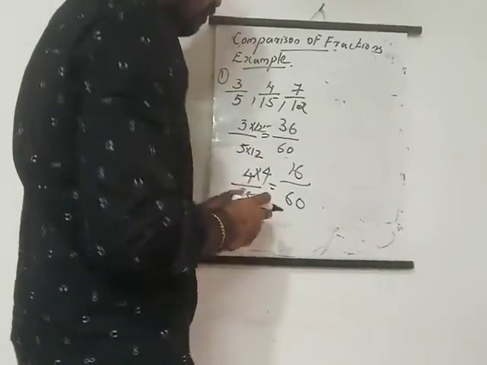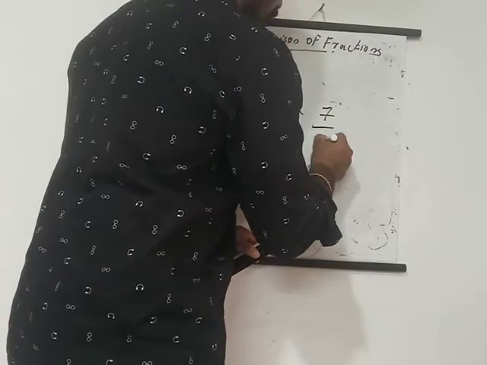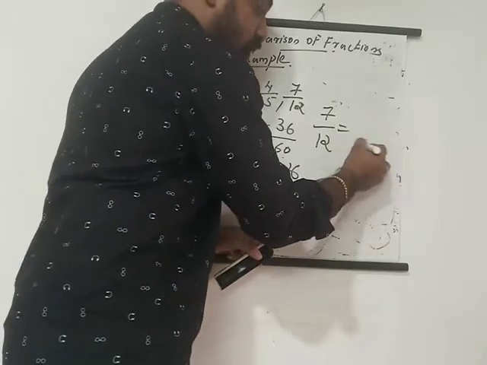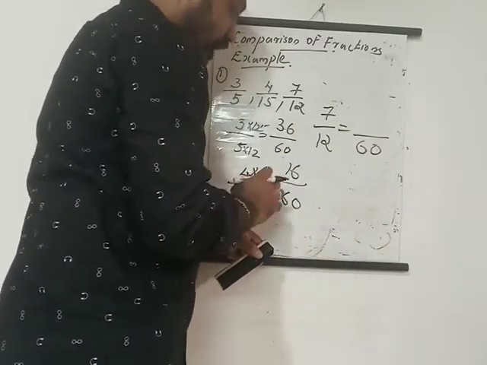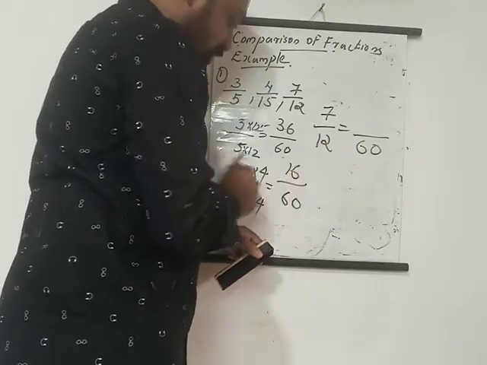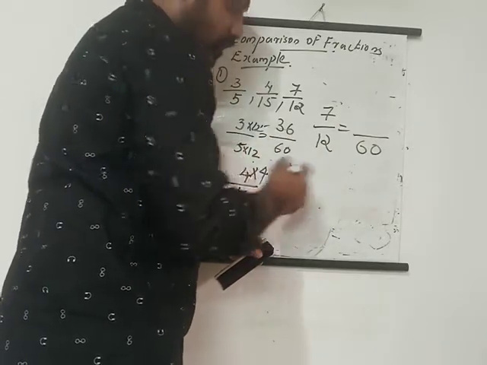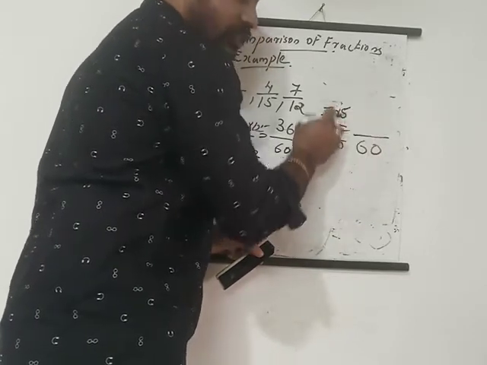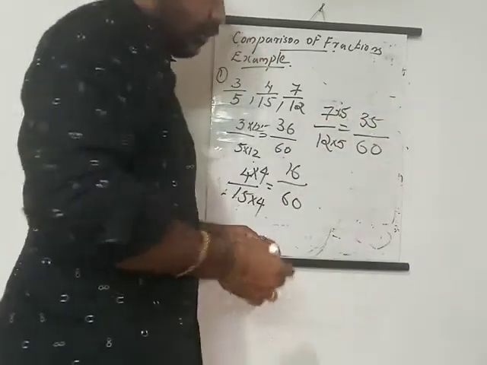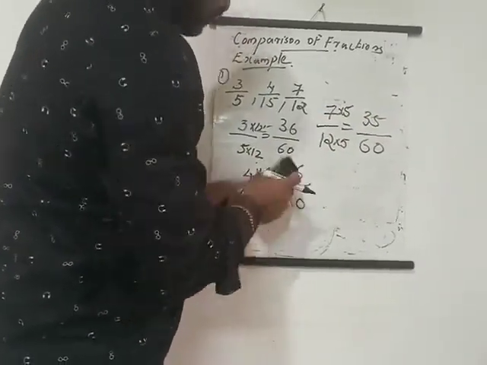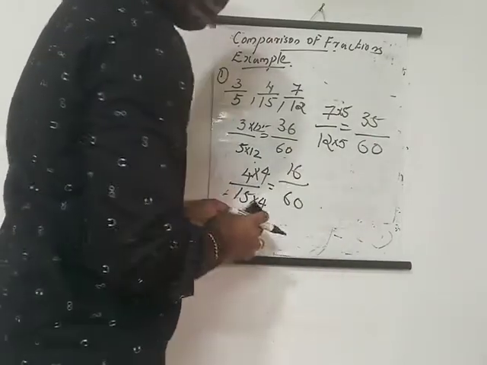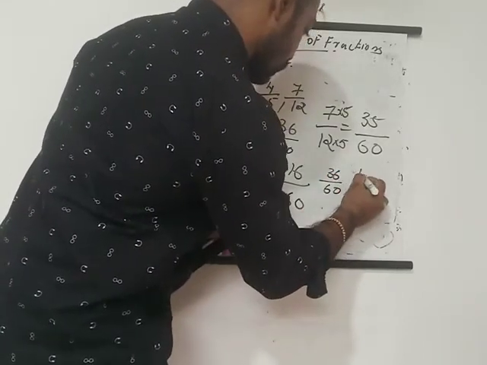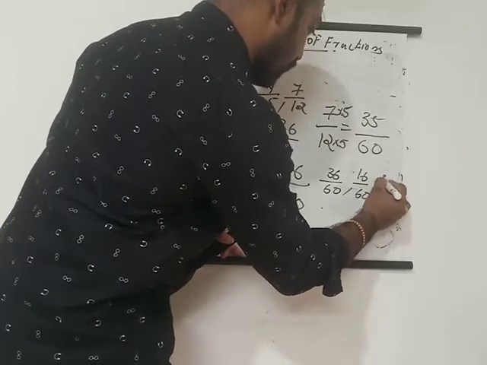Okay. Now take the next number, that is 7 by 12. 7 by 12 also I need to convert into terms of 60. To make it into 60, which number do we need to multiply? You can see that 5 twelves are 60. That means multiplying with 5 you can make it 60. So I need to multiply 5 with the numerator too. It becomes 35. Now you can see which numbers we got: 36 by 60, 16 by 60, 35 by 60.